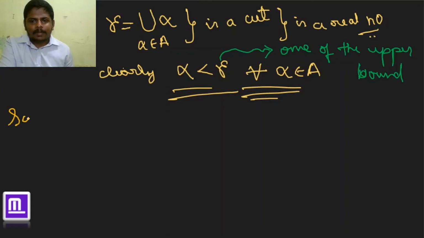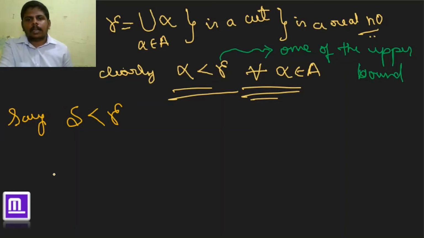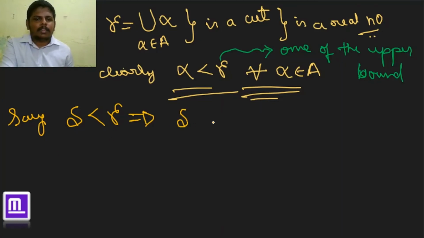Say there is a delta which is less than gamma. Okay, there is one cut which is less than gamma. What this says is that the cut is less than the union of alphas. What is this? This is very important. What is this saying?